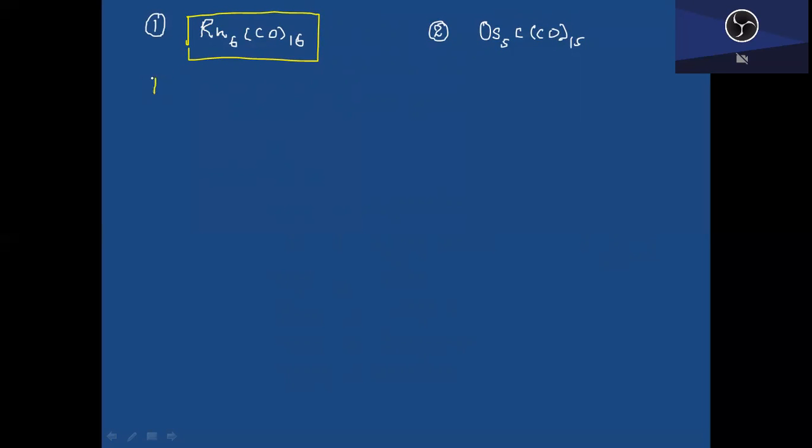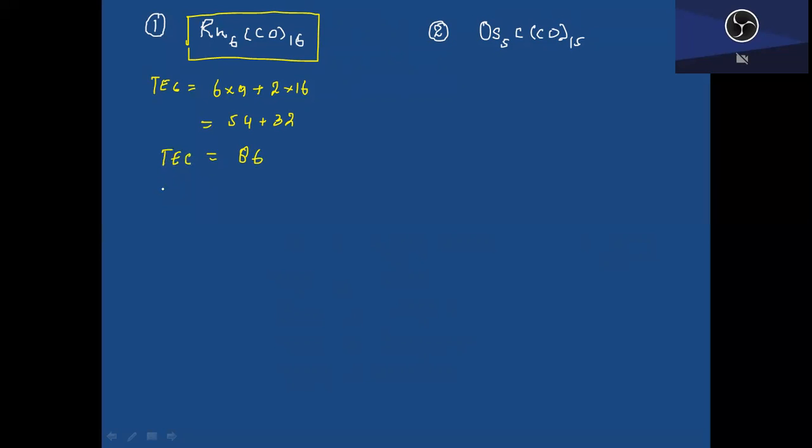Basically, first we will determine the TEC, the total electron count. How can we determine TEC? There are 6 ruthenium atoms. The valence electrons on ruthenium are 9. So 6 into 9 plus the valence electrons from the carbonyl ligands. Each carbonyl ligand donates 2 electrons, and we have 16 such ligands. So 6 nines are 54 plus 2 sixteens are 32. Your total electron count comes out to be 86.